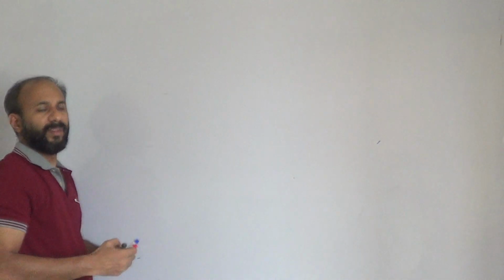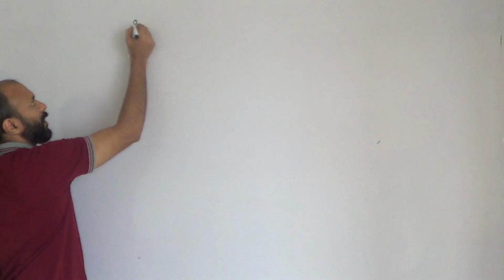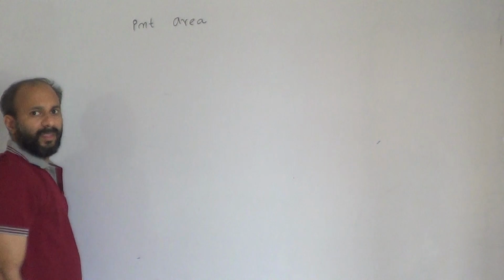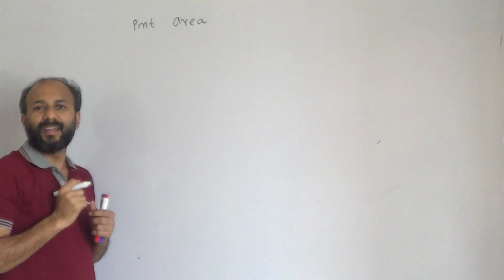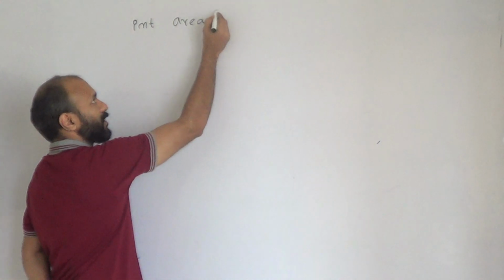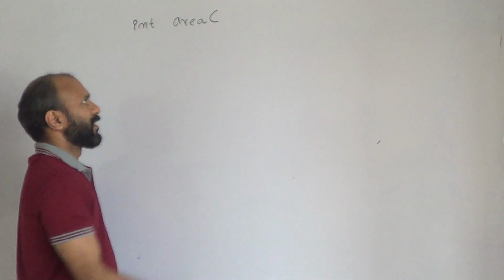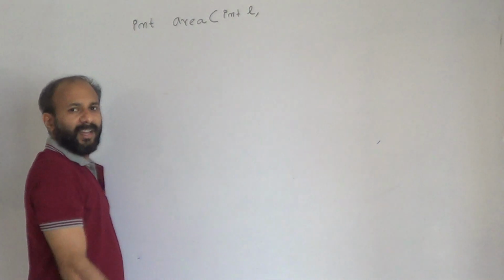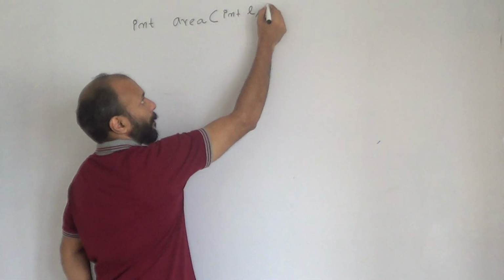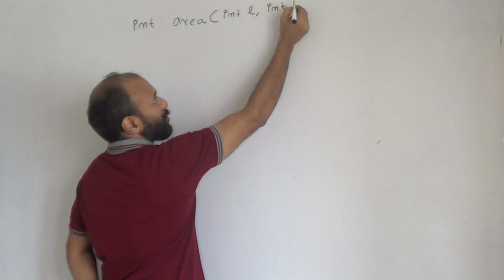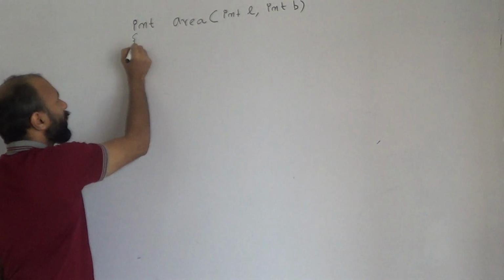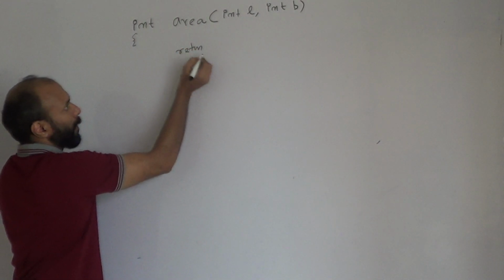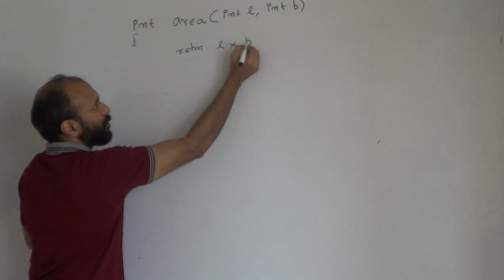Now we can see I have one function, int area. First, I am going to calculate the area of a rectangle, so I am using two arguments for this function. The first argument is int length, the second argument is int breadth. I am implementing the function body, that is return length into breadth.